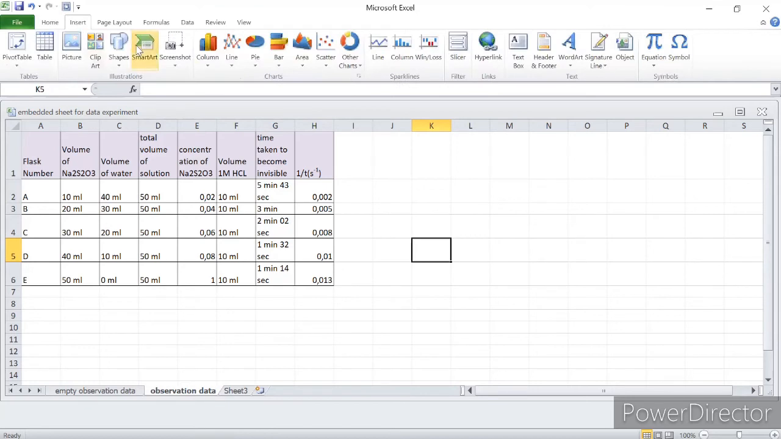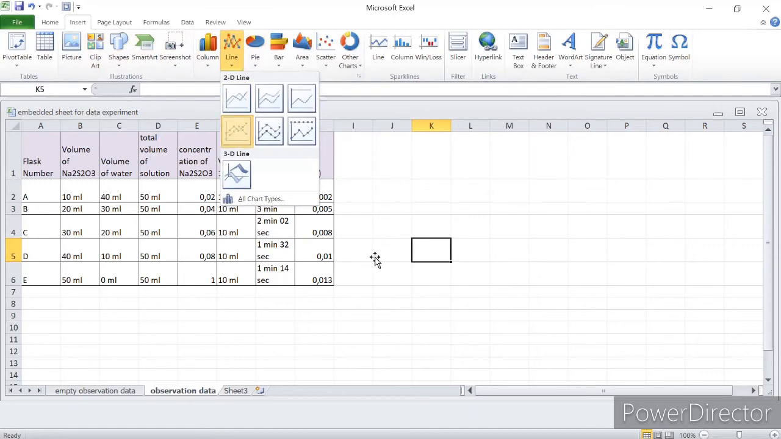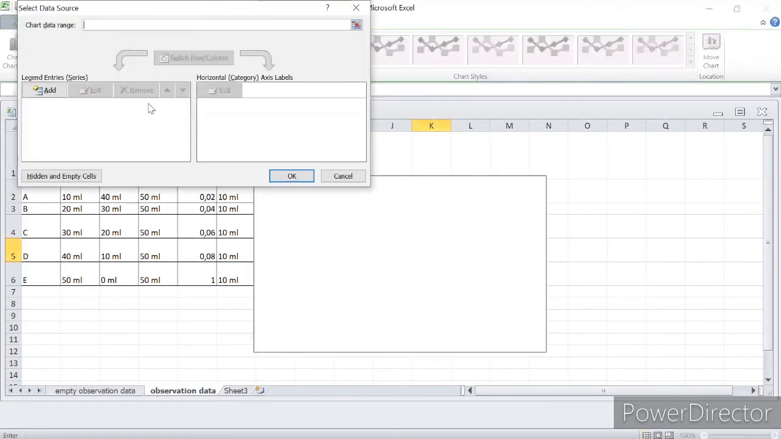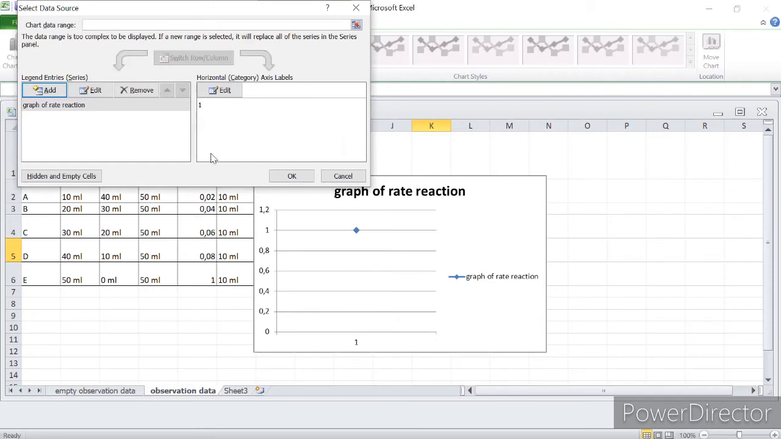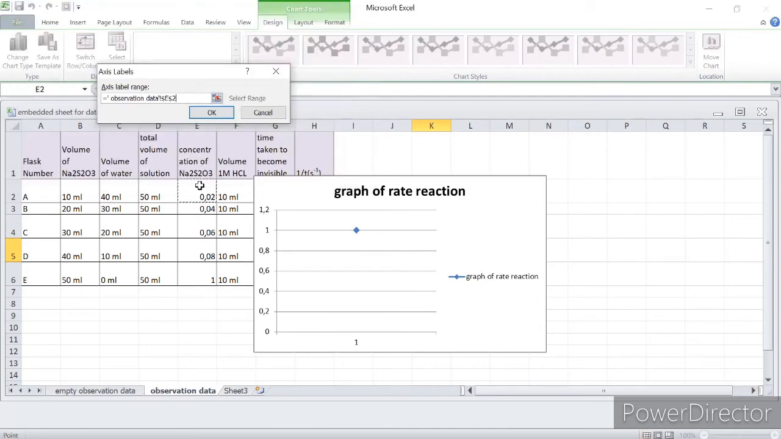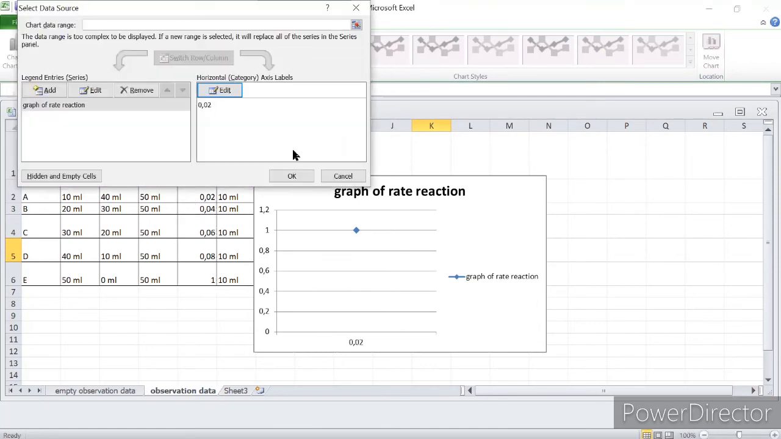And in this Microsoft Excel, we can choose the insert menu, and we can click line. In here, we can select the data, click add, and we can give the name, graph of rate reaction. The value in here, we can put the value of the time. And in the horizontal, it is the value of the concentration. In here, you can say okay.